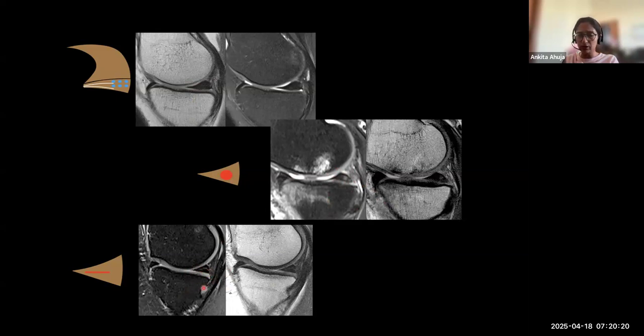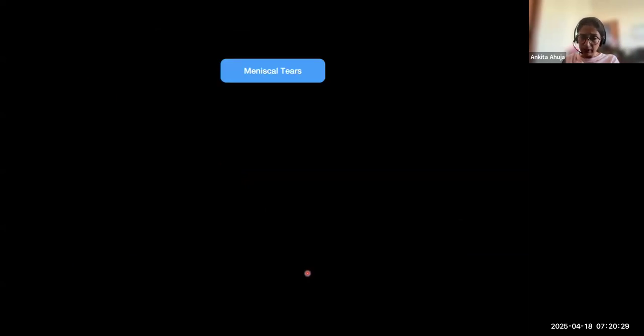So this is a grade 2 signal, and this is actually the vascular pedicle which comes in and supplies the blood supply to the meniscus. Now if we start to see signal which is reaching up to the articular surface, it will become a grade 3 signal, or a tear. So let's call it tear.